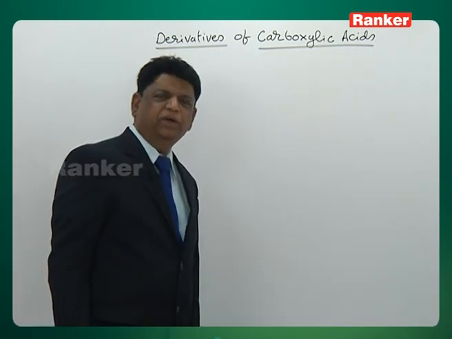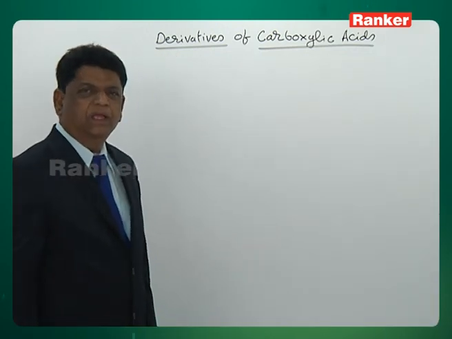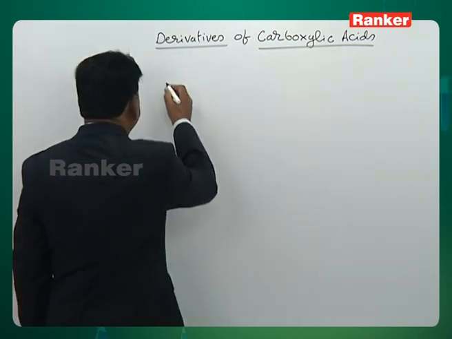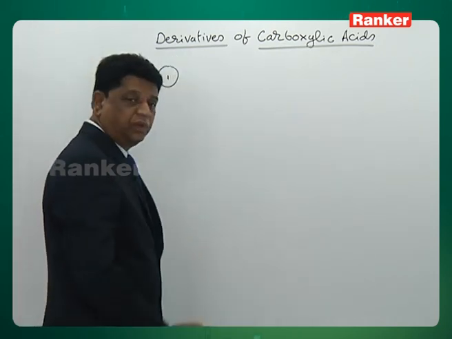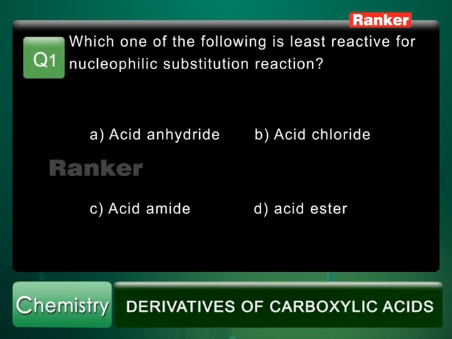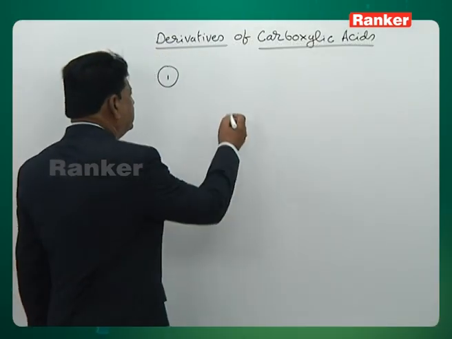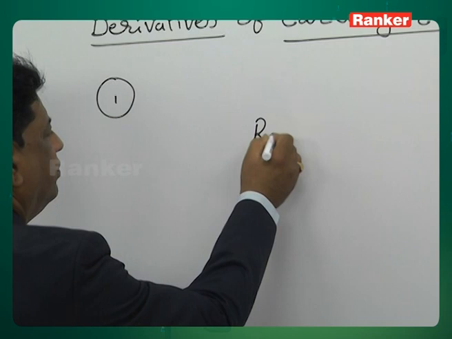Let us discuss some important and expected questions from the carboxylic acid derivatives. Number 1 question: which one of the following is the least reactive for nucleophilic substitution reaction? Options are given: acid anhydride, acid chloride, acid amide and acid ester. Actually, this is a very important question of the carboxylic acid derivatives.